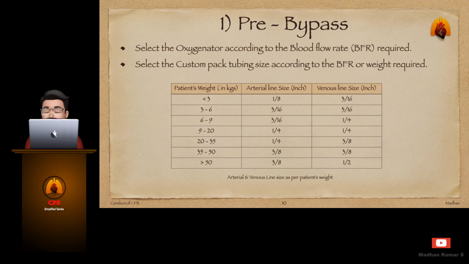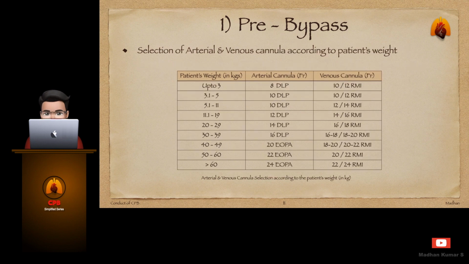Select the oxygenator according to the calculated blood flow rate. Select the custom tubing pack with the help of this table. Select the arterial and venous cannula according to the patient's weight as shown in this table. It's better to visualize the vessels and then select the desired size of the cannula.